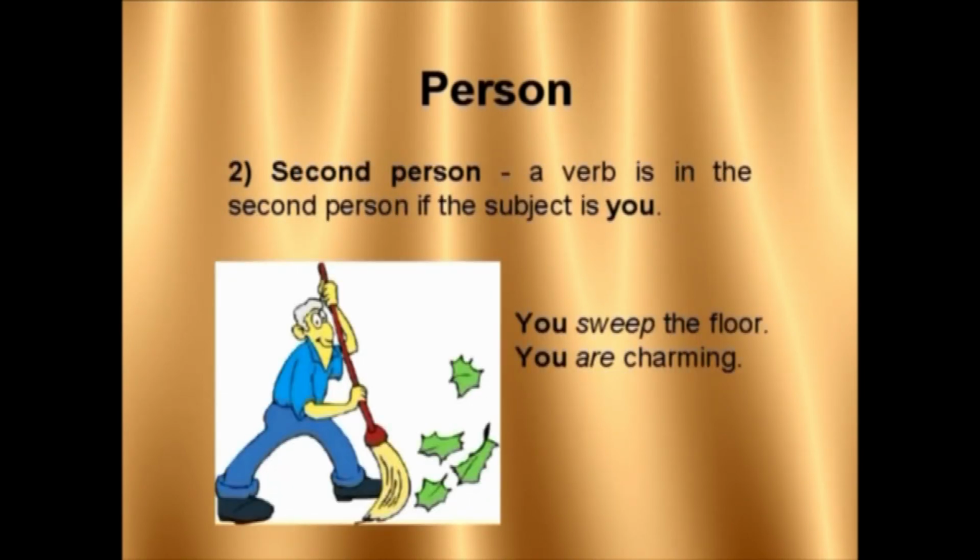Number 2. Second person. A verb is in the second person if the subject is you. The second person forms of verbs are the same in both singular and plural. Examples. You sweep the floor. You are charming.